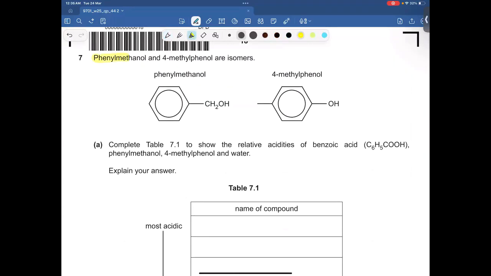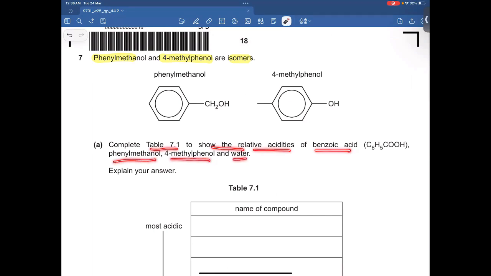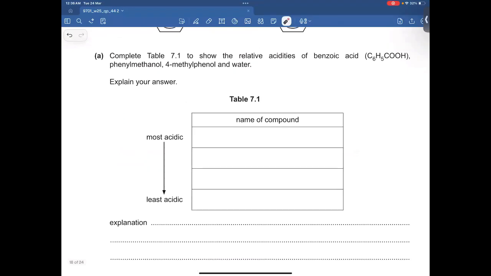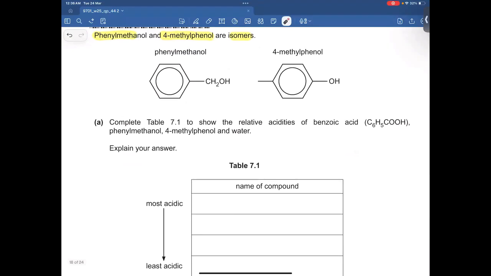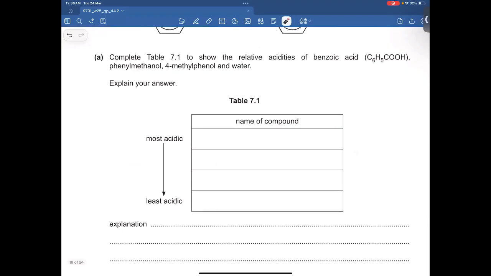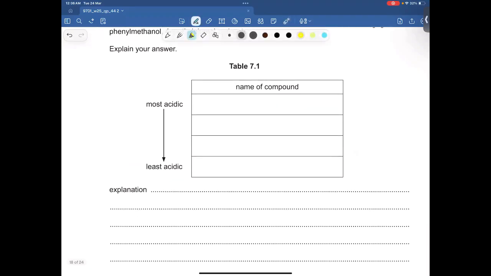Phenyl methanol and 4-methyl phenol are isomers. Both of them are isomers because they have the same molecular formula but different structural formula. Complete table 7.1 to show the relative acidities of benzoic acid, phenyl methanol, 4-methyl phenol, and water. So phenyl methanol has the lowest because alcohol is neutral.